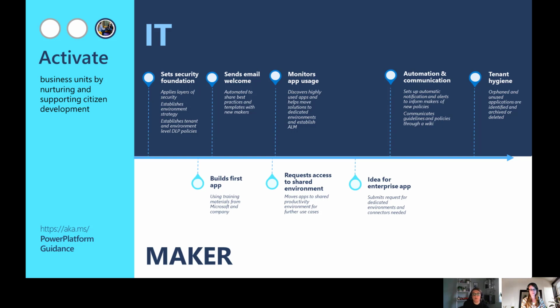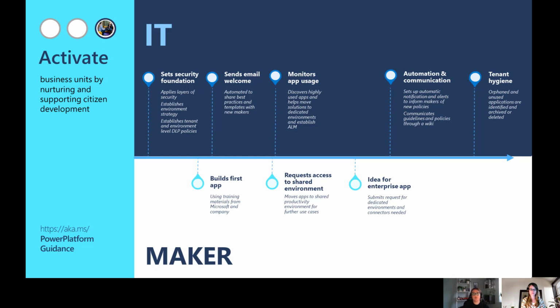Makers start building their applications. They then receive an automatic welcome email with internal policies and a link to a community that they can join. And then IT monitors the app usage and app creation. They might reach out to makers to get more information about apps that they are building. Makers learn about some of those shared environments where they can explore the product further, so they request access to those. They then might have an idea for an enterprise app or a business important application, so they start requesting custom environments and the connectors that they need for that.